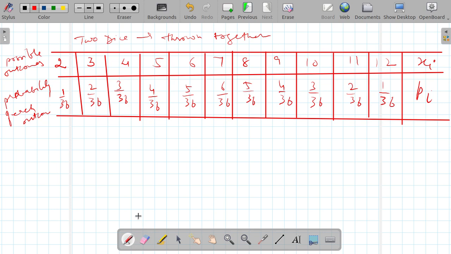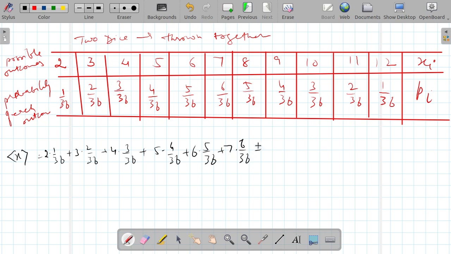What is the expectation value? The expectation value will be 2 into 1 by 36, 3 into 2 by 36, plus 4 into 3 by 36, plus 5 into 4 by 36, plus 6 into 5 by 36, plus 7 into 6 by 36, plus 8 into 5 by 36, plus 9 into 4 by 36, plus 10 into 3 by 36, plus 11 into 2 by 36, plus 12 into 1 by 36, right? When I did all these, it is 252 by 36 and the result will be 7.